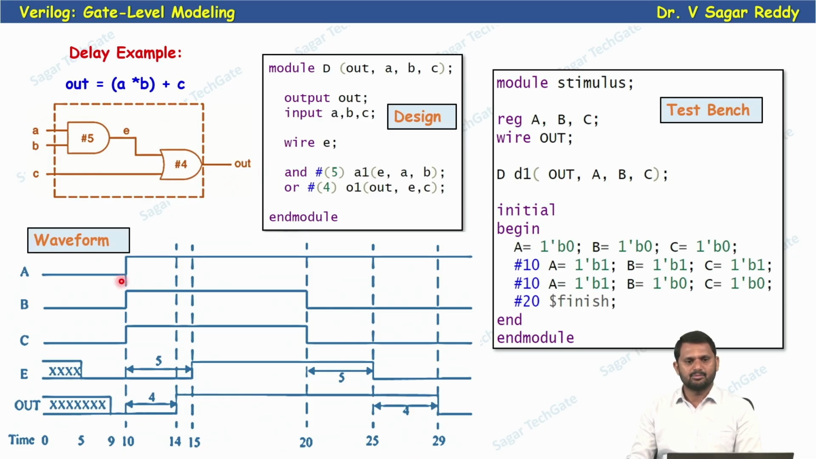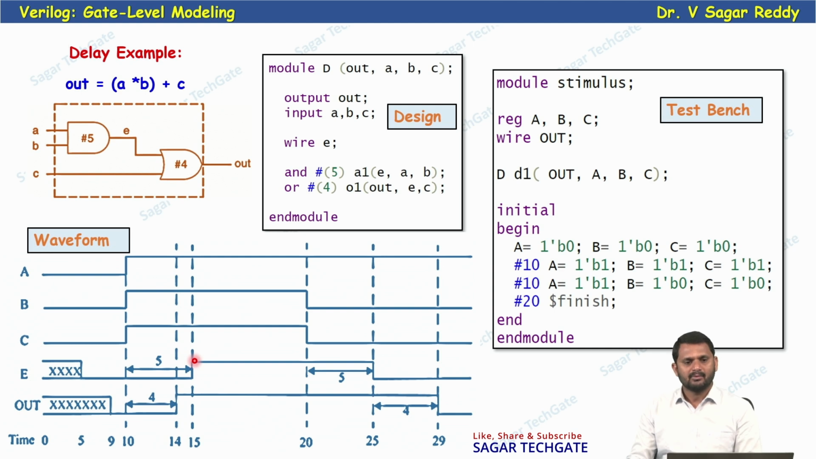Now see here, at this moment a is changed from 0 to 1 and b also changed from 0 to 1. If both are 1, the AND gate output equals 1. But what is the delay associated with this AND gate? It is 5 time units. So if both are 1, output equals 1, but it reflects only after 5 time units of delay. Even though the input changes at time 10, that output will be reflected at the 15th time unit only, because the delay is 5 here. So the output becomes 1, corresponding to these two inputs, at the 15th time unit only.